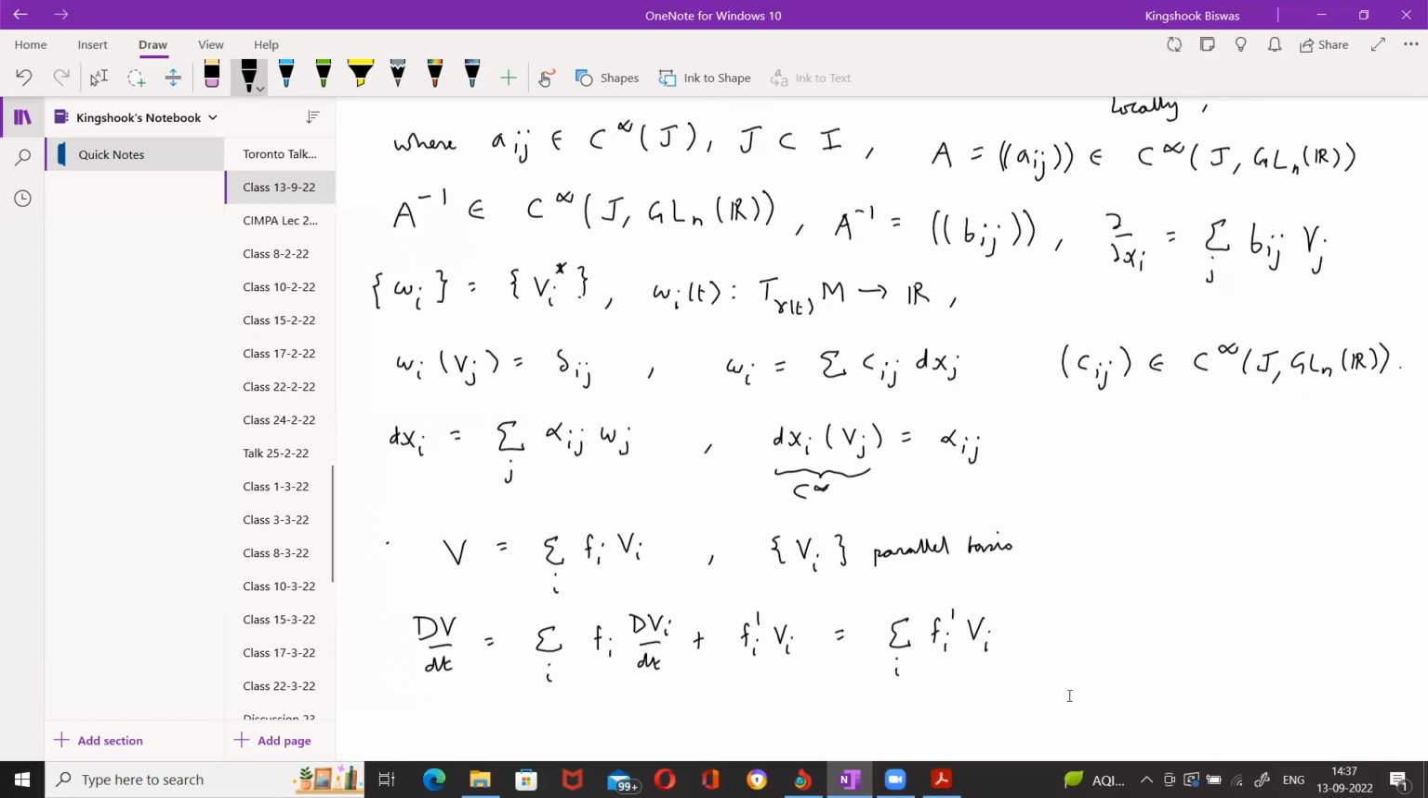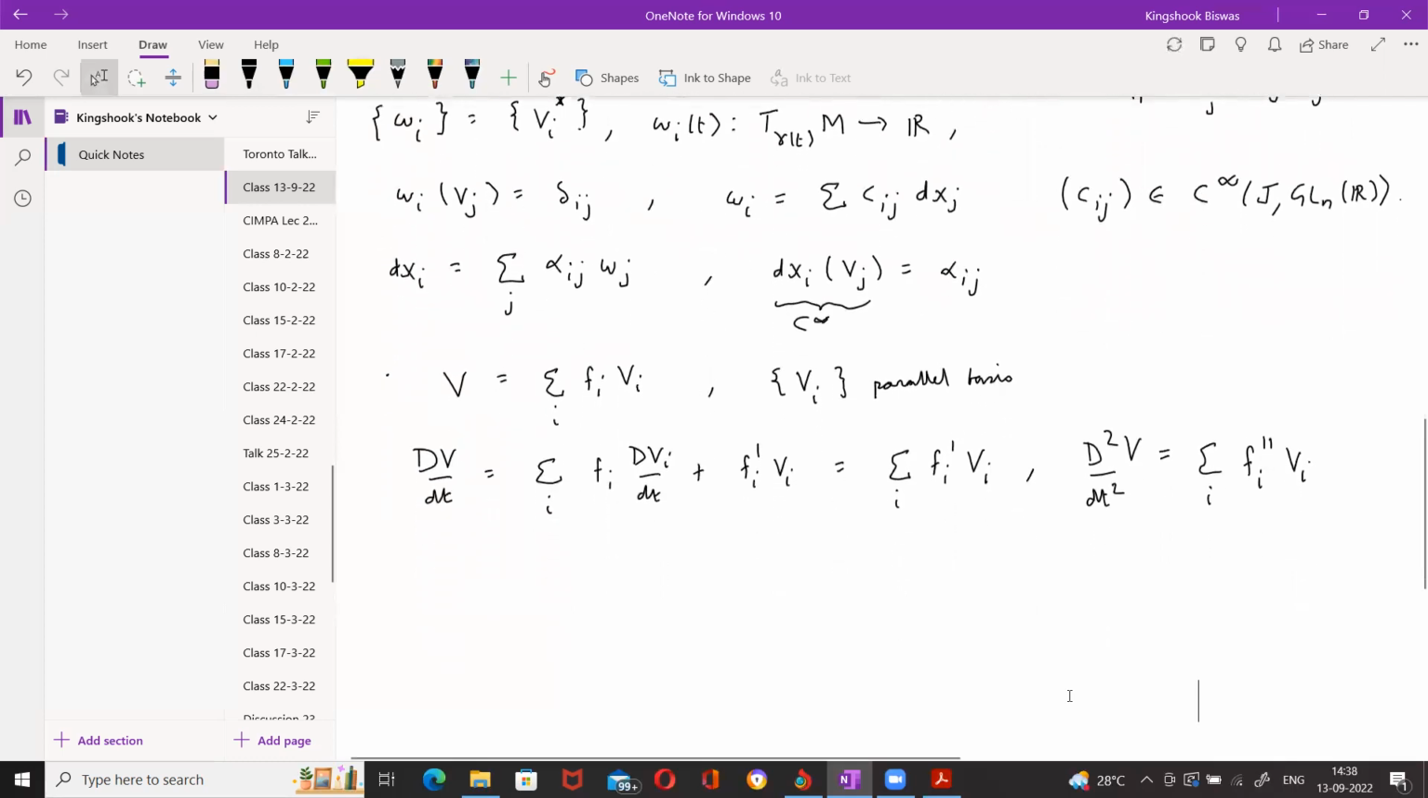Okay. Is this all right? Yes. So that means what? That means with respect to a parallel basis, the covariant derivative becomes just the usual derivative. You just differentiate the components with respect to the parallel basis. Is this clear? Right. So we can compute any higher order derivative also. The second derivative will be just summation f_i double prime v_i and so on.